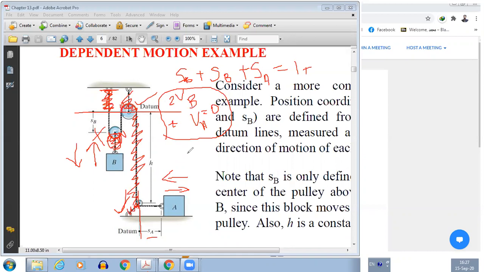Please feel free to ask if it is not clear. The first equation is equal to 0, right? I put it here as any length. Let's call it LT, because it's not 0. SB plus SB plus SA, these are some length. It's not the total length, but these are some length. So let's call that LT.